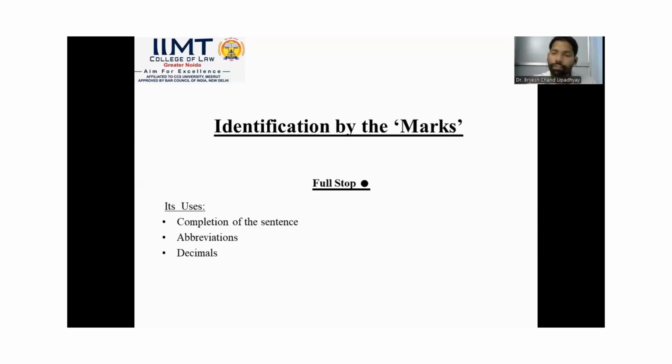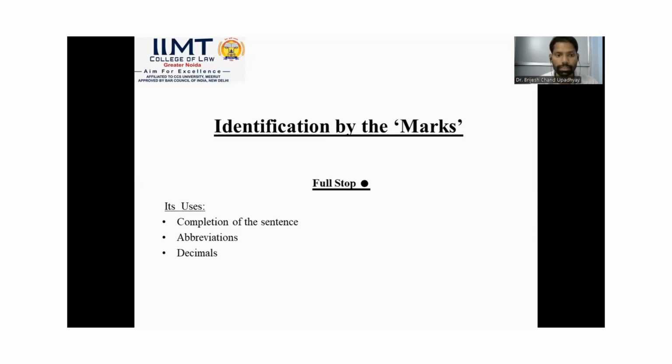It is used in abbreviations, which are some short forms, but short forms are different from abbreviations. For example, Doctor of Literature Law. Now, how do you write this? Or Bachelor of Literature Law, how do you write it? These are abbreviated forms, and they must have points, which are known as full stops.